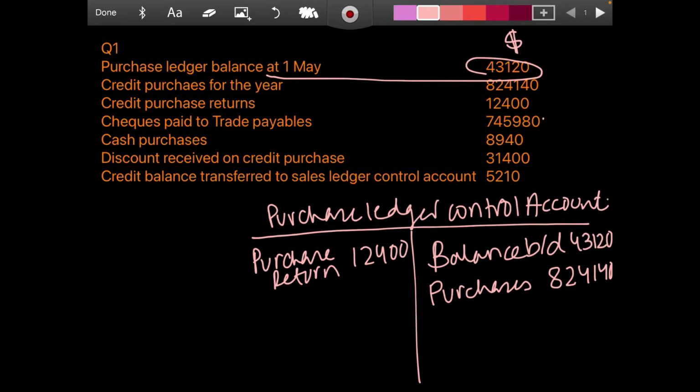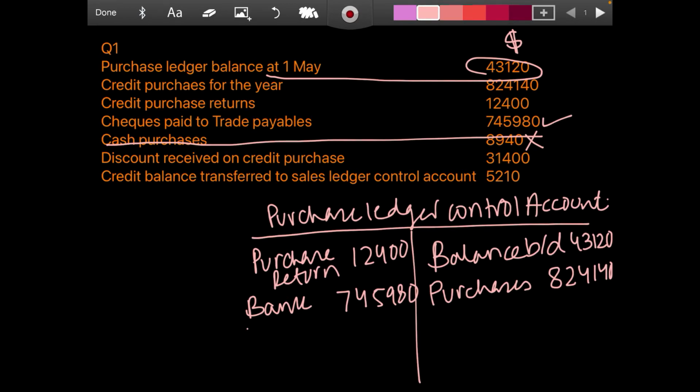Cash paid to the trade payables, we returned the amount we owe to our trade payables, so this will be on our debit side. Cash purchases will not be included in our control accounts, because it only deals with our credit purchases, so this will not be included.